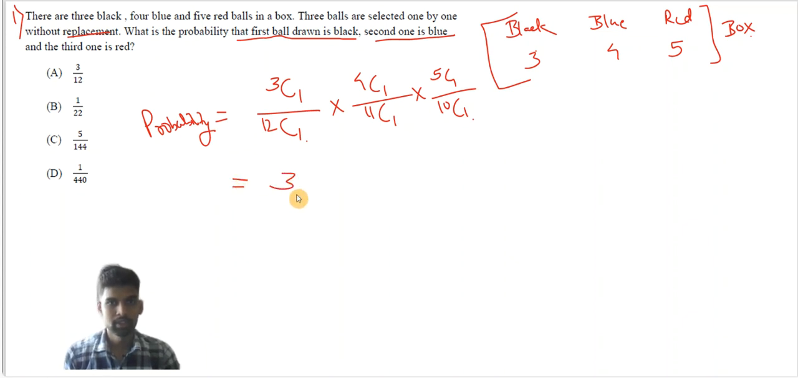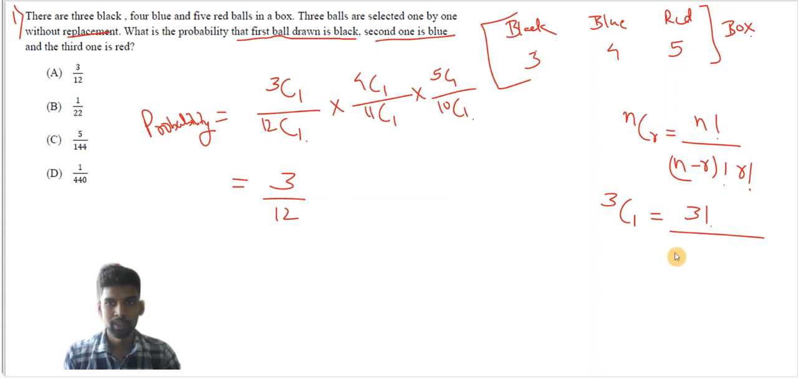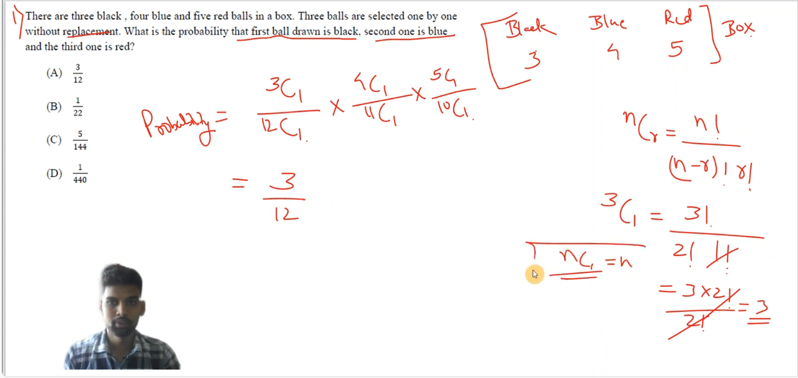So 3C1 is nothing but 3, and 12C1 is 12. NCR is nothing but n factorial upon n minus r factorial into r factorial. Let me show you how to calculate it for one, so that you will get an idea. Here n is 3, so 3 factorial, n minus r, that is 3 minus 1, that is 2 factorial, and r is 1, so 1 factorial. 1 factorial is 1, 3 factorial is 3 times 2 factorial, and the 2 factorial will cancel out, so it is equal to 3. So whenever it is an NC1 kind of situation, your answer will be equal to n.